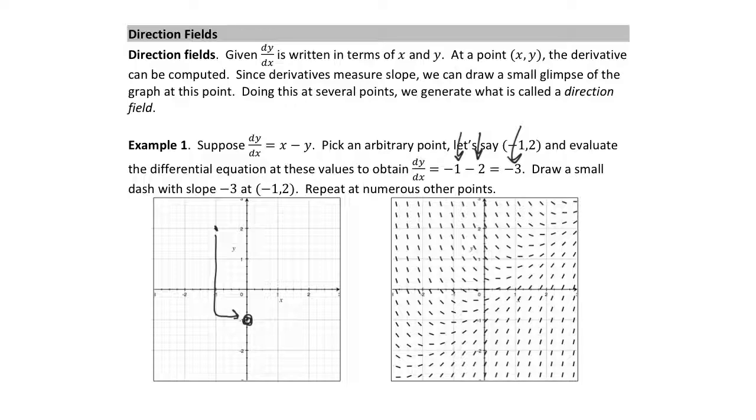Okay? What we can do is enlist the help of a computer to draw many of these types of slopes. And if I do this all over for this particular function, this is the graph that I end up with. Once again, right around negative 1 comma 2, we have a little dash with a slope of about negative 3. Computers are particularly helpful for this.